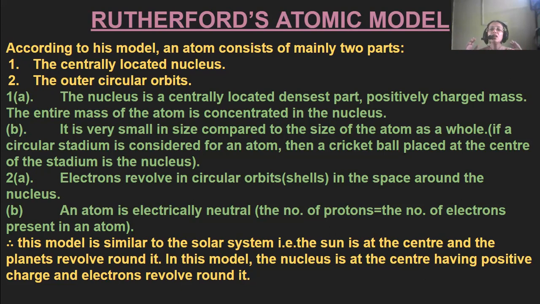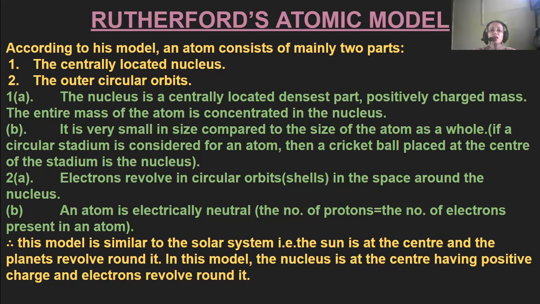Now the electrons revolve in circular orbits, that is, in the shells, in the space provided around the nucleus. An atom is electrically neutral because the number of protons is equal to the number of electrons. Protons have the positive charge and electrons have the negative charge, so the number of positive charges is equal to the number of negative charges. That's why the atom is electrically neutral.